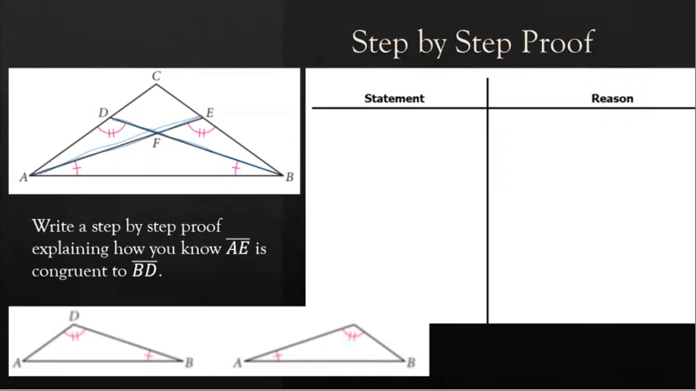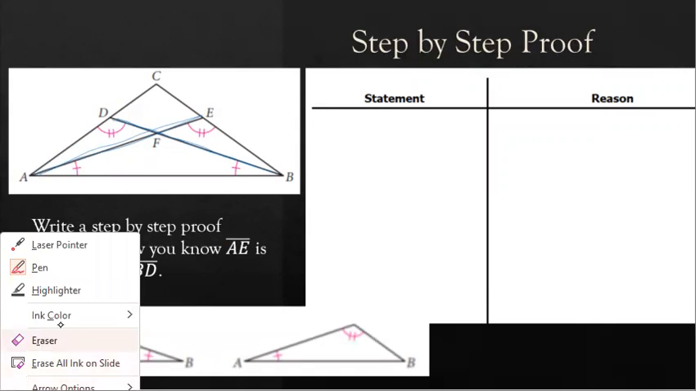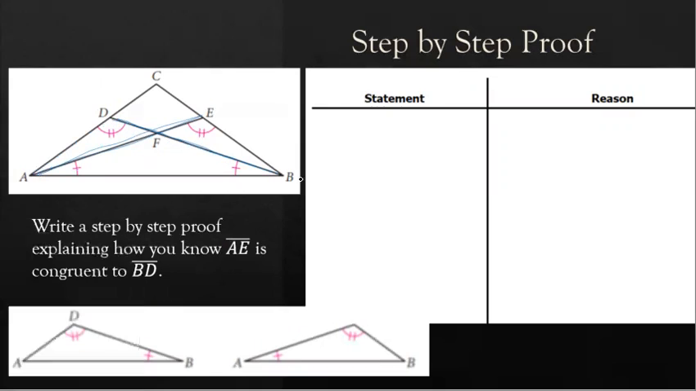All right, so what is our first statement? Well, we want to go ahead and give the things that are given. So angle ADB is congruent to BEA. And again, that was given.